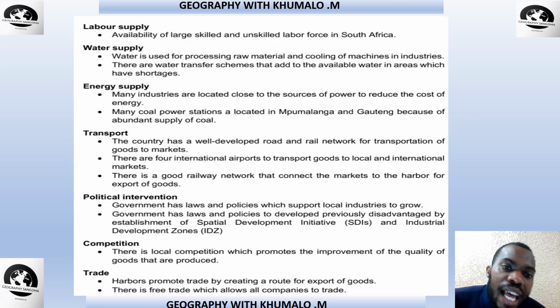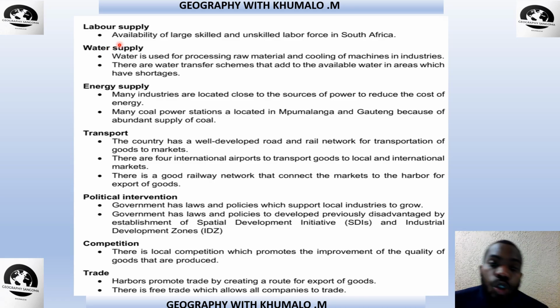Then these are the factors that favor the labor supply. We take the negative that you talked about in terms of hindering, and then you bring it to positive, and we say there's the availability of large skilled and unskilled labor. The water supply for processing of raw materials and cooling of machines in industries.